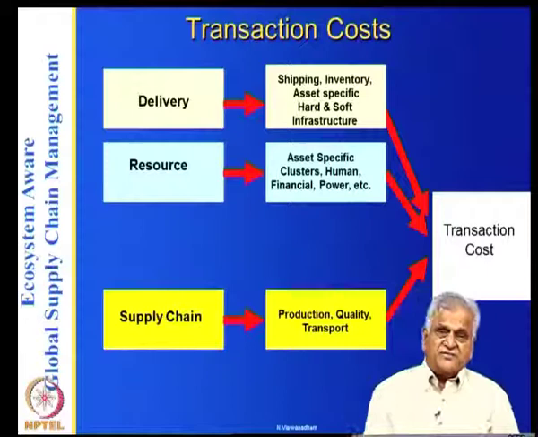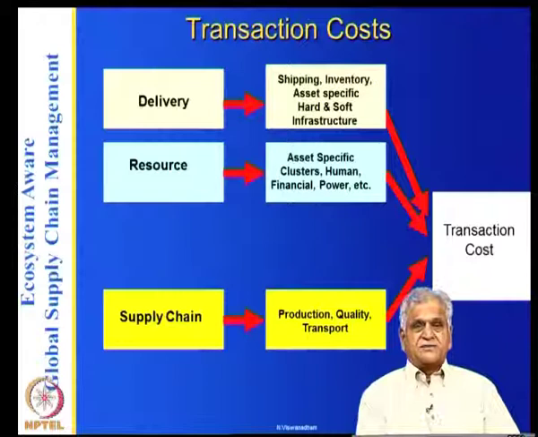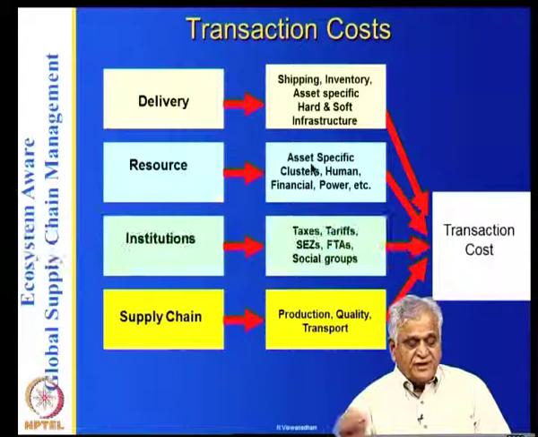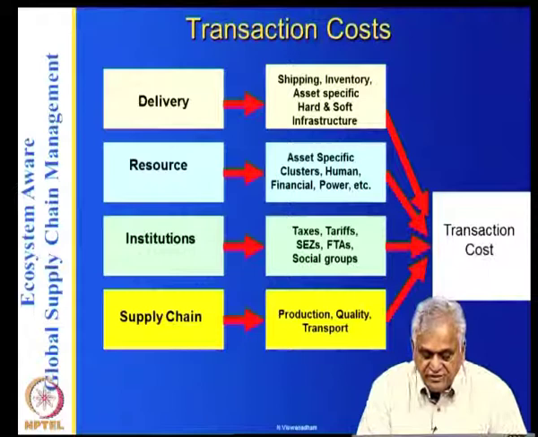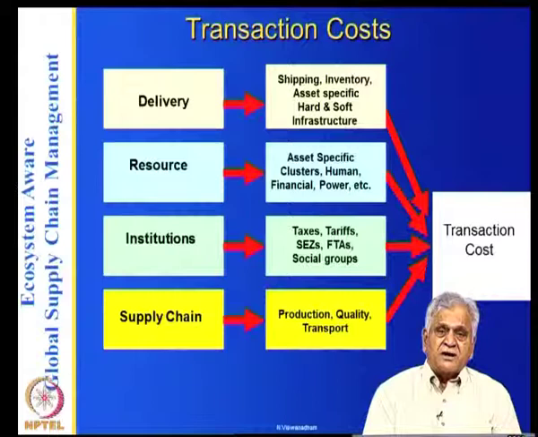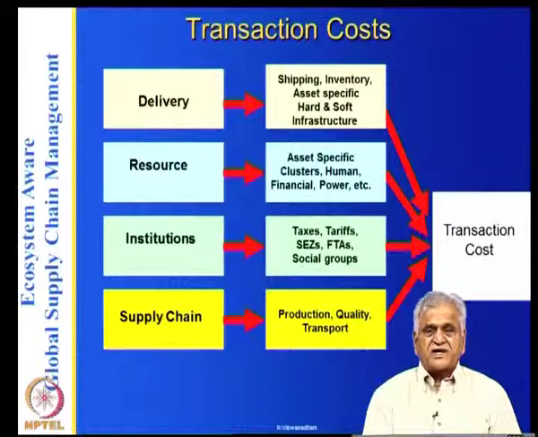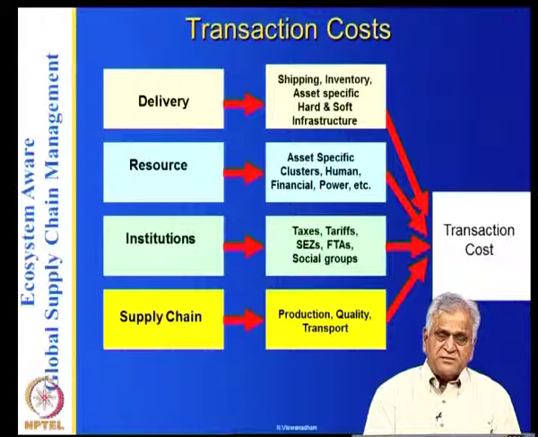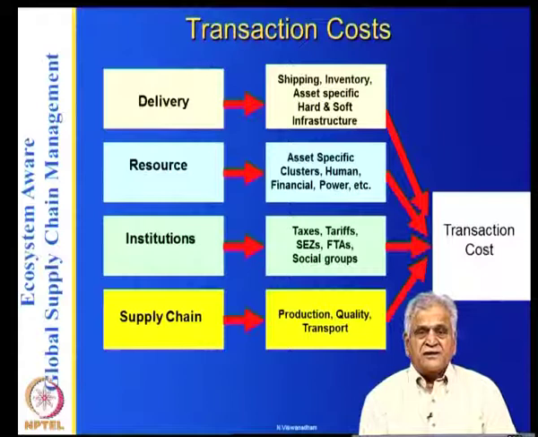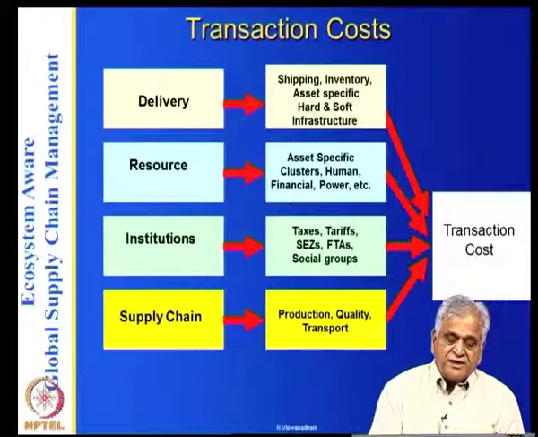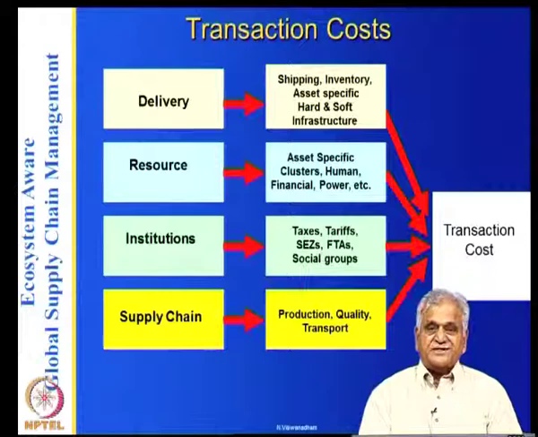For example, if you have a cement industry, then the kind of fuel that you require could be highly asset specific. And then finally, you have the institutions, taxes, tariffs, and special economic zones, free trade zones, and also social groups. Social groups come in here because it depends on the industry. If the industry has a lot of GHG, greenhouse gases, which are coming out, or sulfur, or if it gives a lot of pollutants into the water and into the ground, then the social groups may have problems associated with this. So whatever issues we have considered in the cost, we have put them all here. These are called transaction costs.